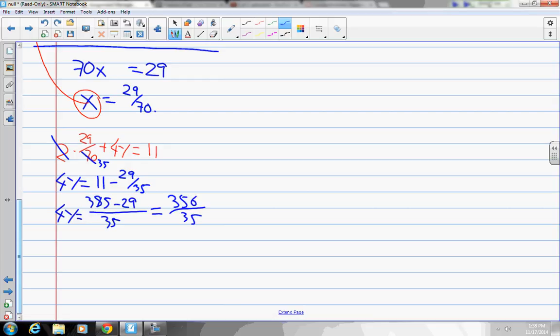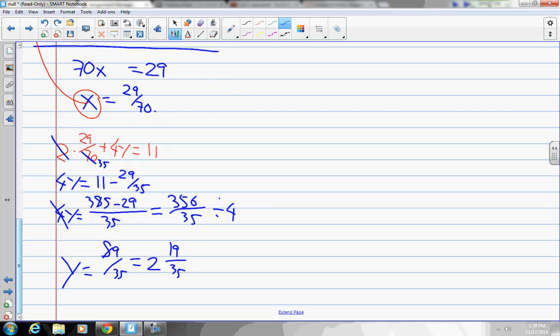Really? Is it 356? Yeah. Okay, so then it's divisible by 4. We can divide this by 4. 4 goes into 356 exactly 89 times over 35, right? So 2 and 19 35ths. Is that right? Is 89 correct? Well, 90 times 4 is 360. 356 is 1 less, so it's not 90, it's 89.